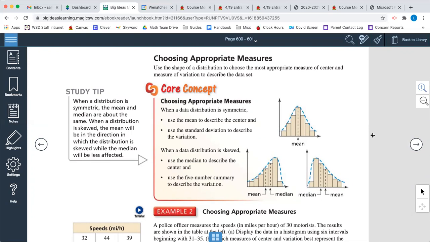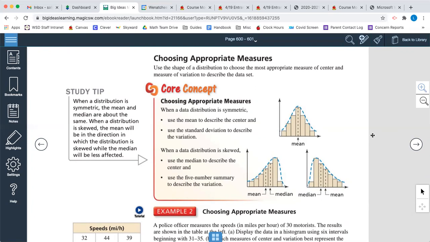a symmetric distribution, sometimes called a normal distribution, related to the normal curve, which I don't think is covered here, but is a big statistics topic. The standard deviation will tell you a significant amount about where the data is located.